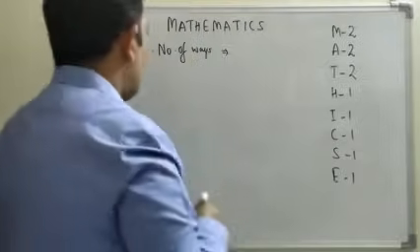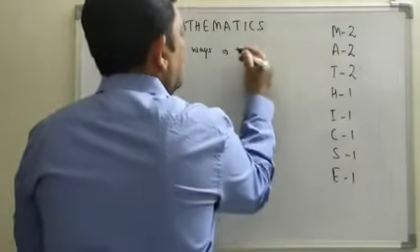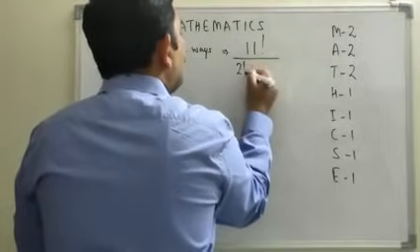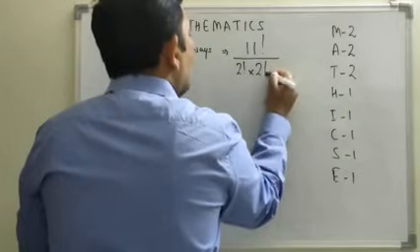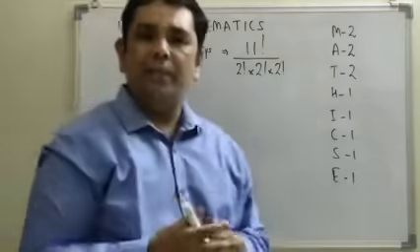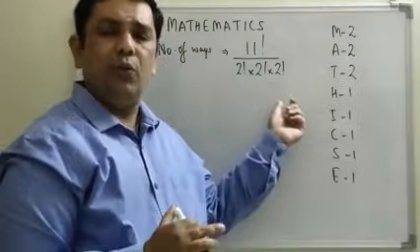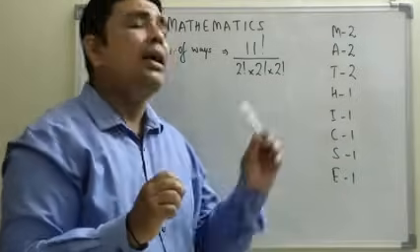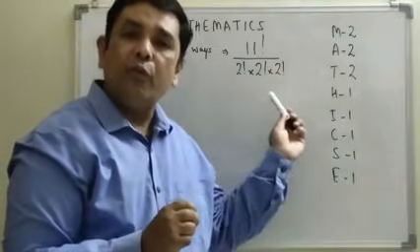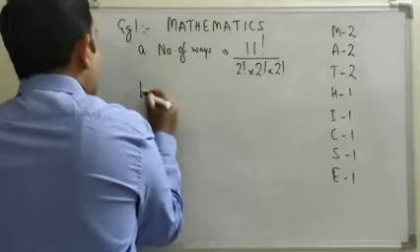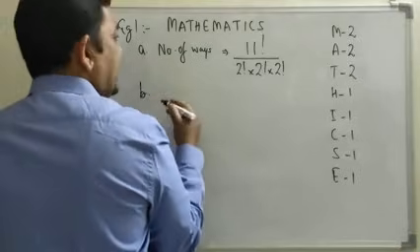All right. So the first question, number of ways. So what is the number of ways? 11 factorial. There are 2 M's, so 2 factorial. There are 2 A's, so 2 factorial. There are 2 T's, so 2 factorial. Can I stop here? Absolutely. This is going to be my final answer. 11 factorial divided by the cube of 2 factorial. Okay? Right. Now let me take the second example. What is the second example?